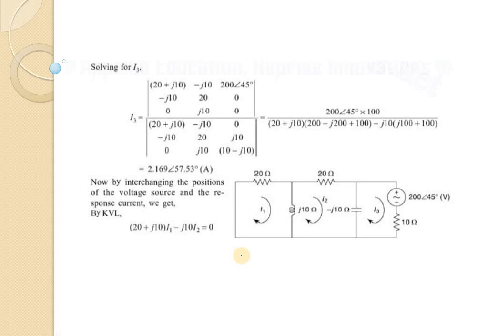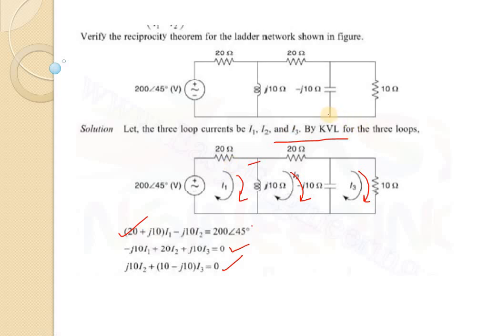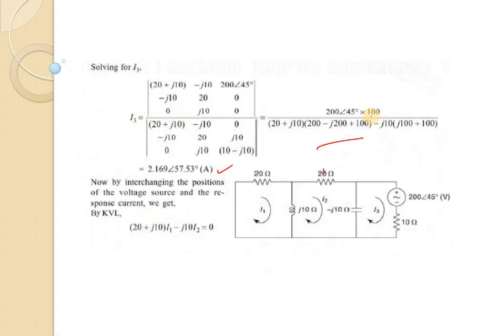Now solving using Cramer's rule, we get the value of I3 equals 2.169 angle 57.53. Now we have replaced the position of the voltage source. We want to calculate the current of this branch, so we have moved the voltage source from here to here. Like this, the diagram can be solved.